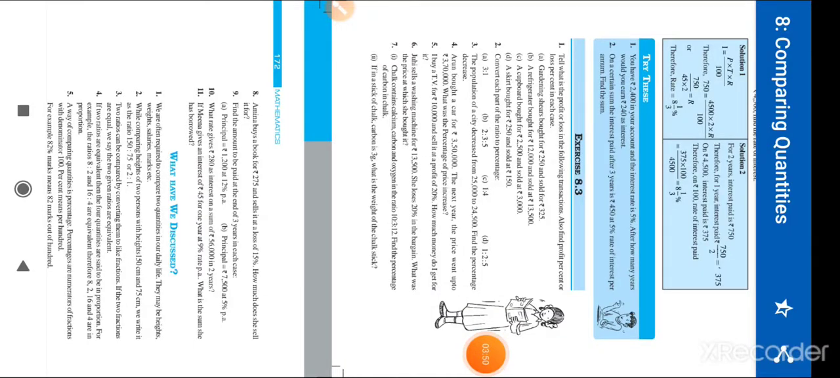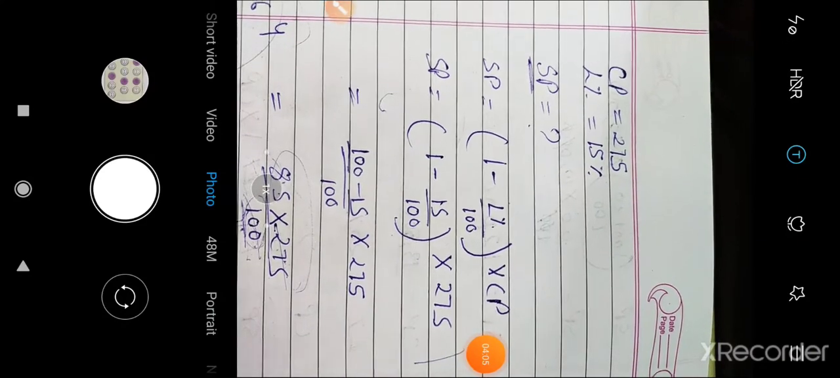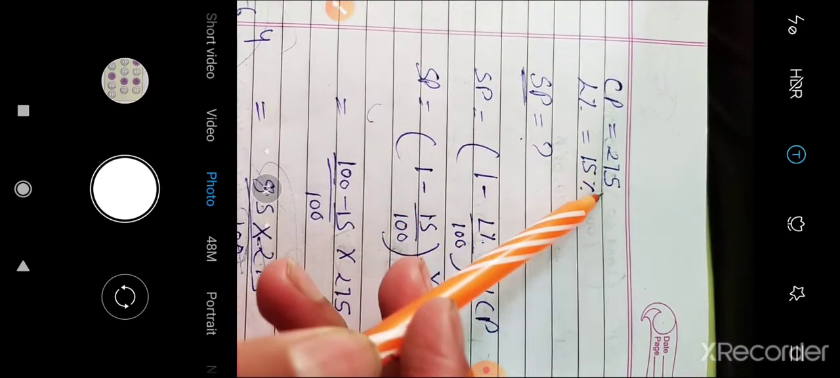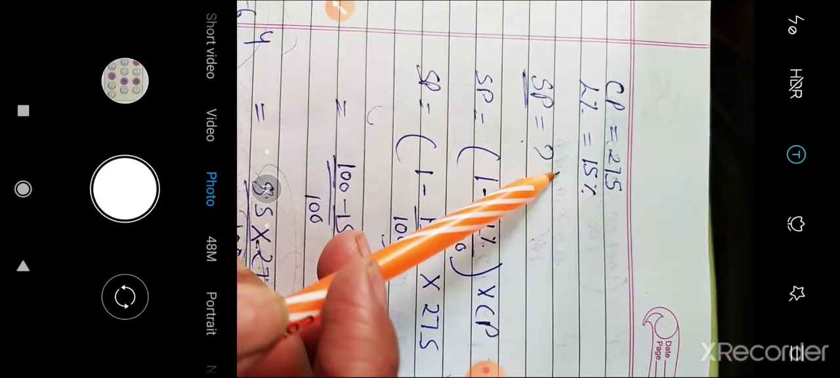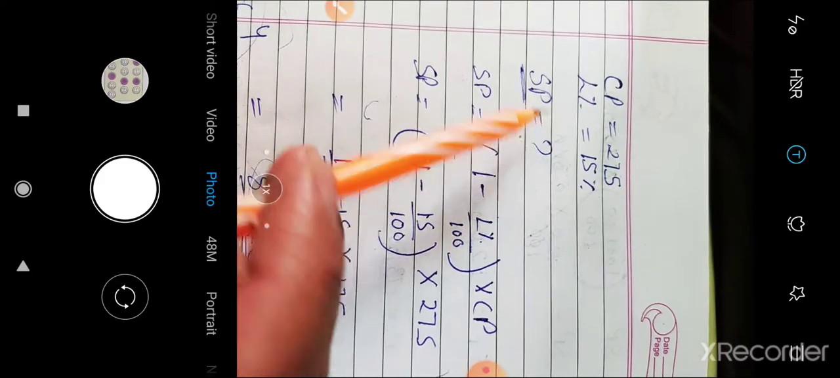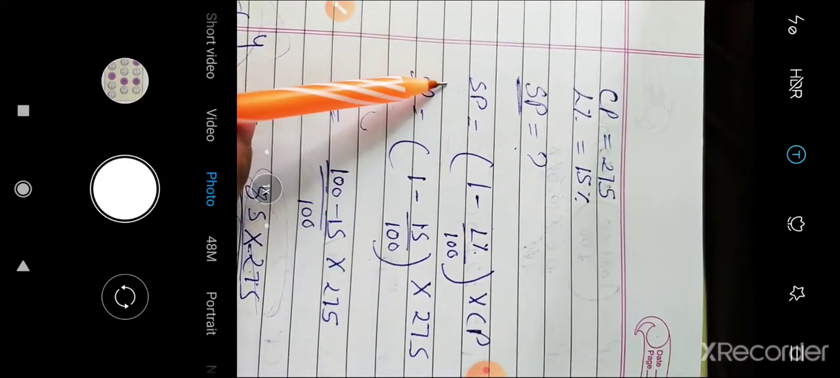Next question is: Amina buys a book for rupees 275 and sells it at a loss of 15%. How much does she sell it for? Students, it is given in the question that the cost price of the book is rupees 275 and loss percent is 15%, and we have to find out the selling price.